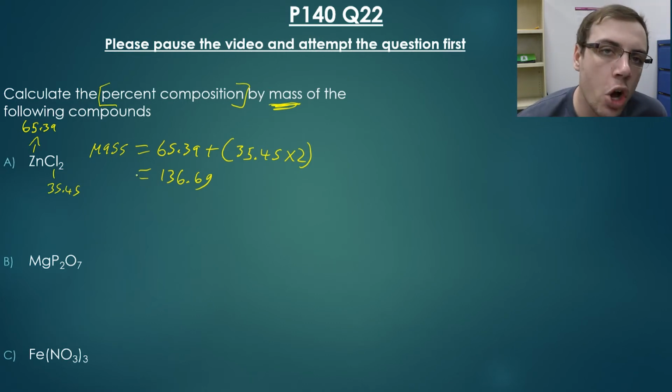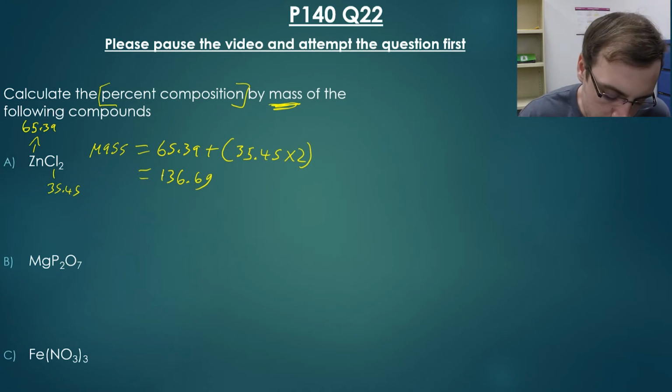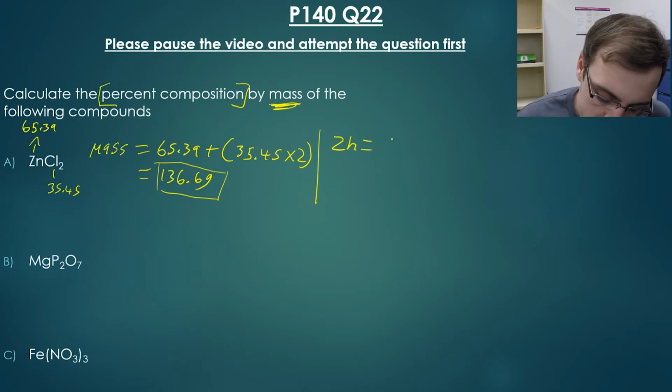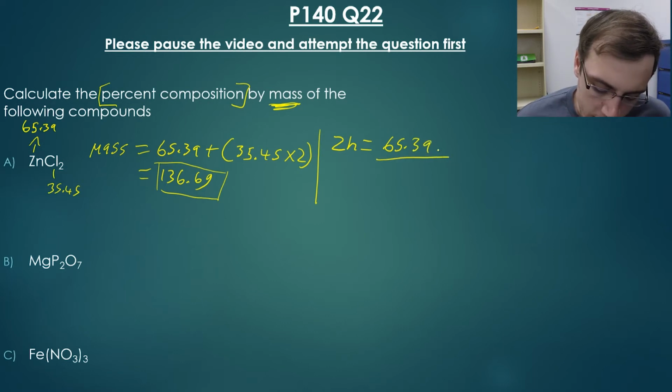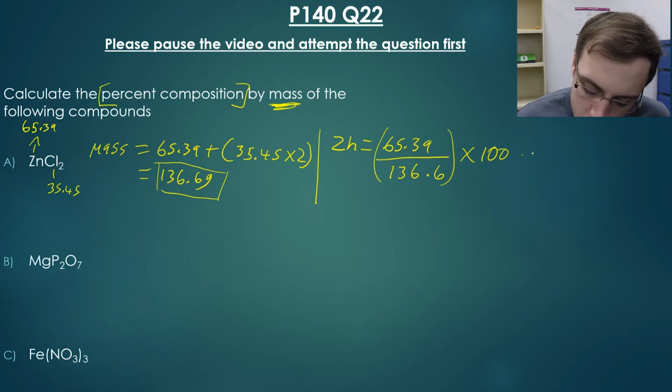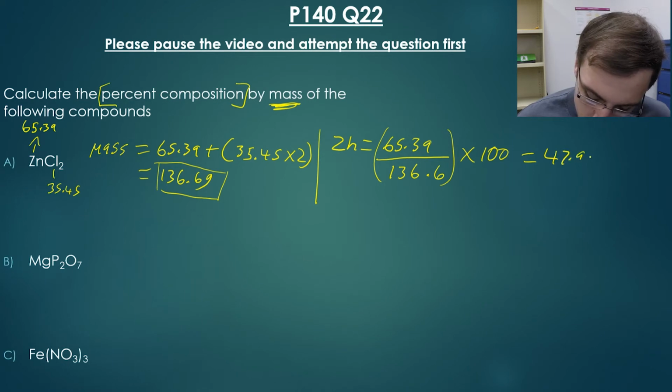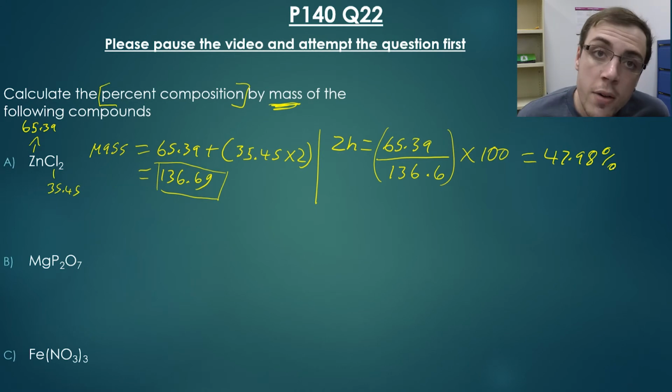Now to find the percent composition, we need to take the percentages of this. So for zinc, which is 65.39, divided by the total mass, which is 136.6, times 100. And the answer is 47.98%.